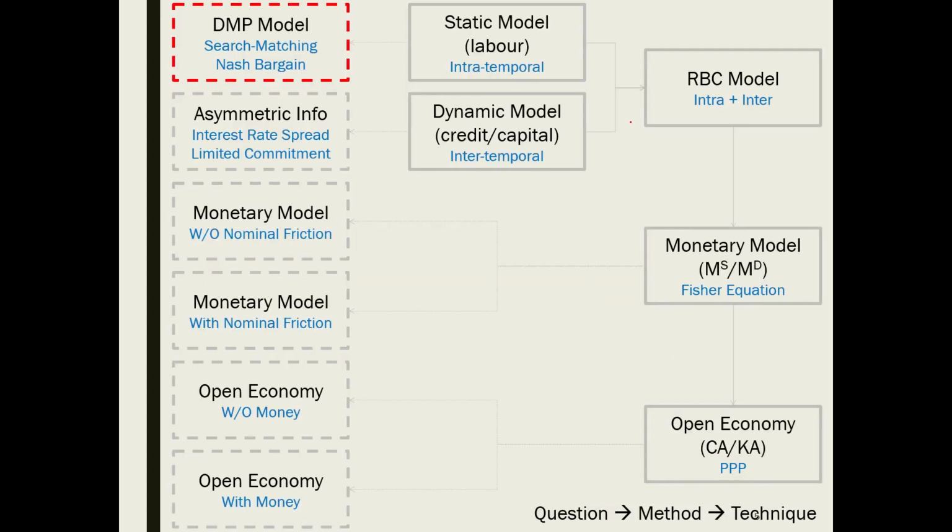Here is a big picture to show you where we are. We are still in the static model chapter, which is the static version of the new classical RBC model. The DMP model extends the RBC model by introducing search and matching friction.